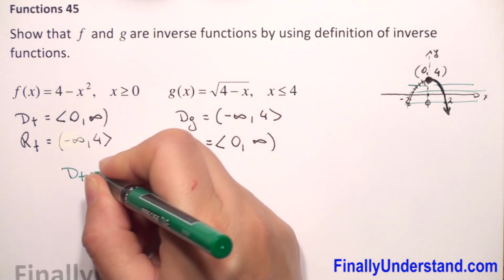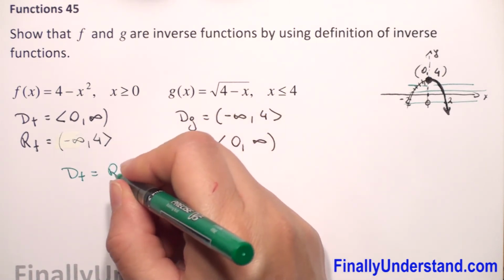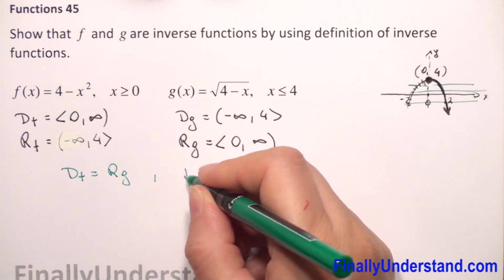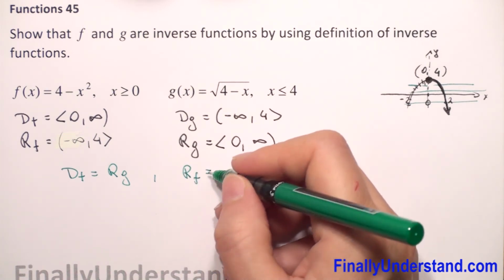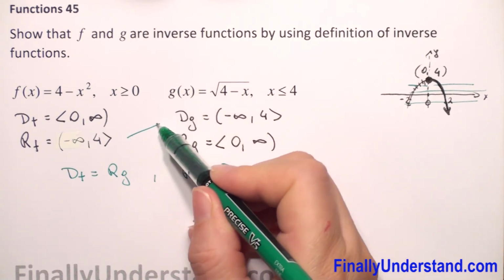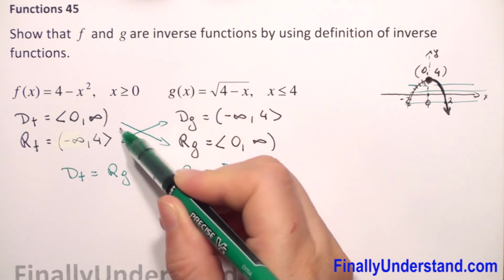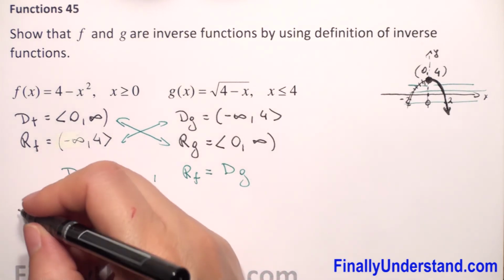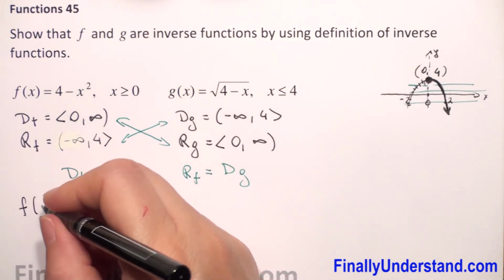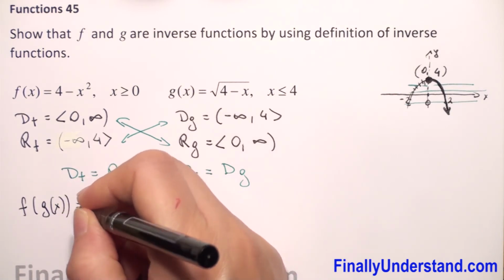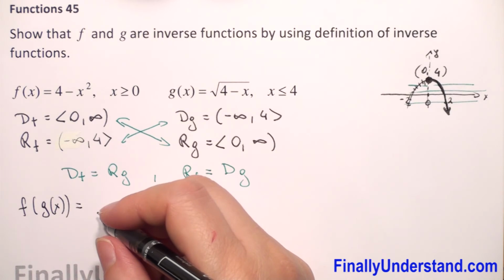This is the range of our g function, and we see that the domain of our f function is equal to the range of our g function, and the range of our f function is equal to the domain of our g function. So the first step is correct. The second, we have to find if the composition of f and g function is equal to the identity function.